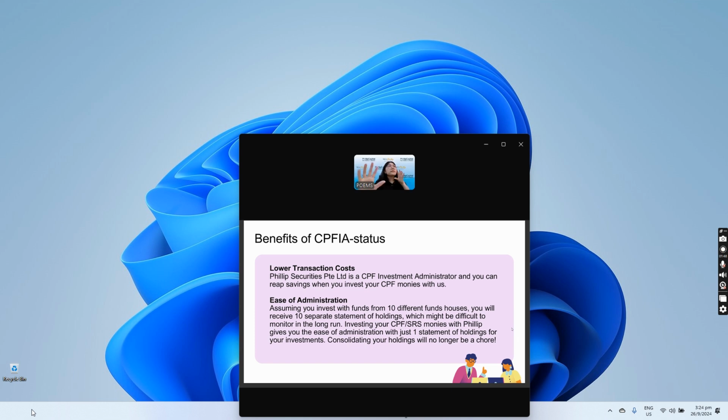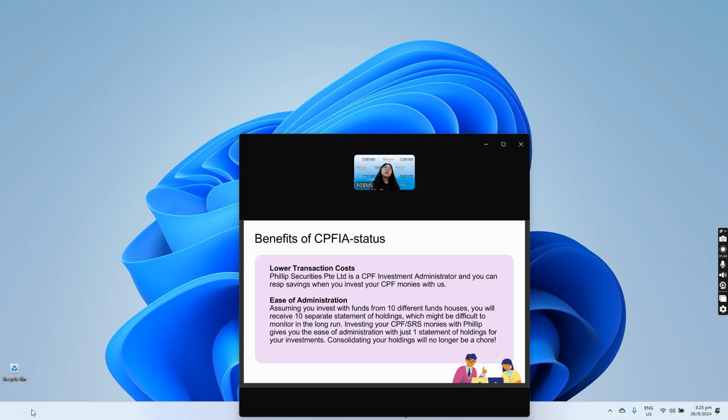So we link a bit back to the CPF OA. If you use your CPF OA money to trade in Philips, we act as a CPF investment administrator. In short, we are a middleman, something like CDP. If you want to start investing your CPF OA money, you need to remember to link your CPF OA investment account with Poems. Then you can start to invest your CPF money with us.